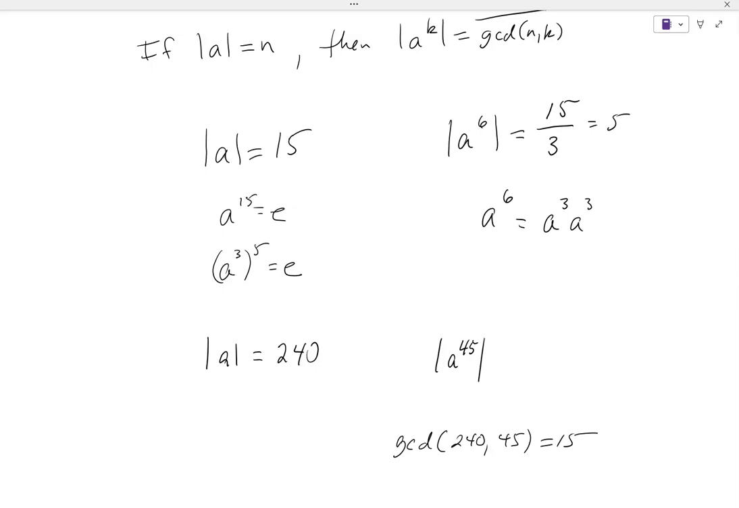Well, so what does that mean? The A to the 45th already has a 15 in it, right? So I just need to put it with the other factor that gets me up to 240, and I'll get back to the identity, right? That's what that tells me. So the order will be 240 divided by the 15, which gives you 8? No, 16. Try that again.